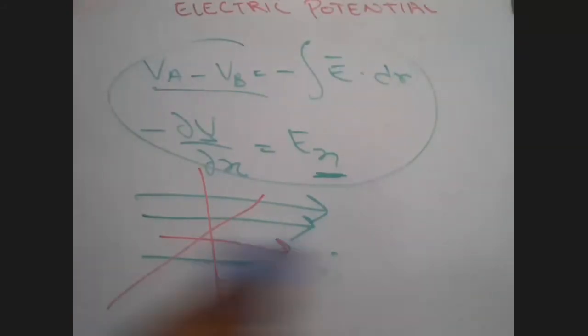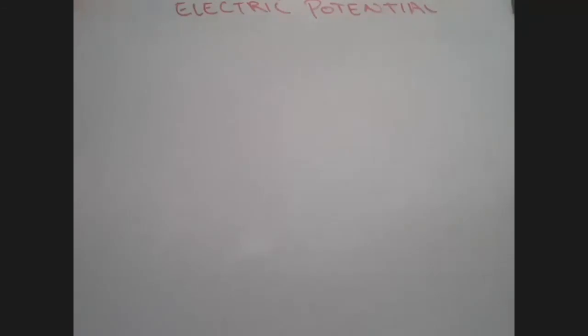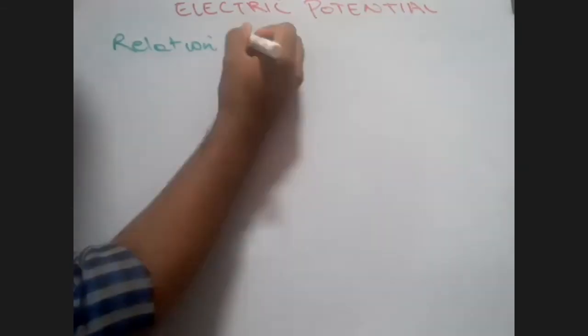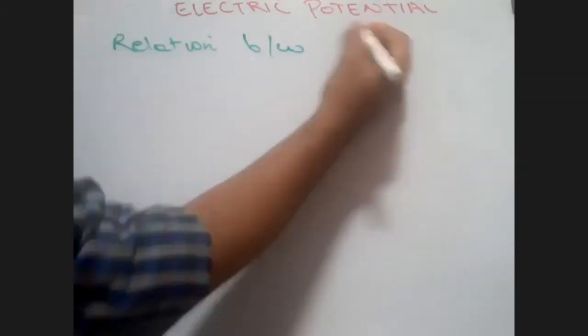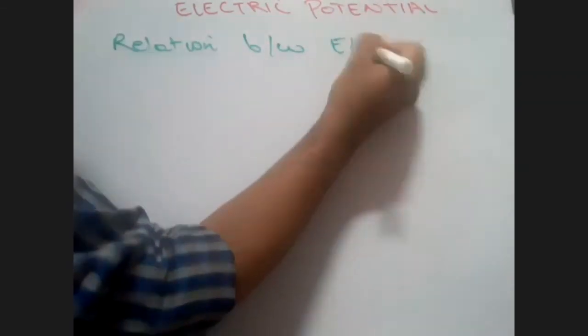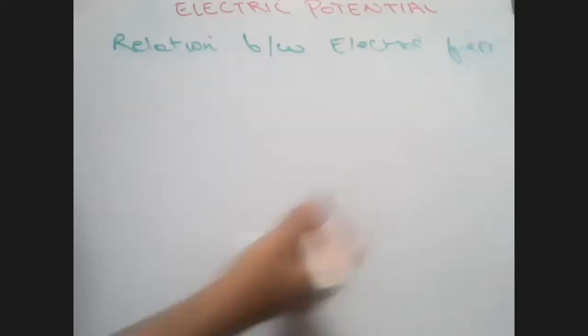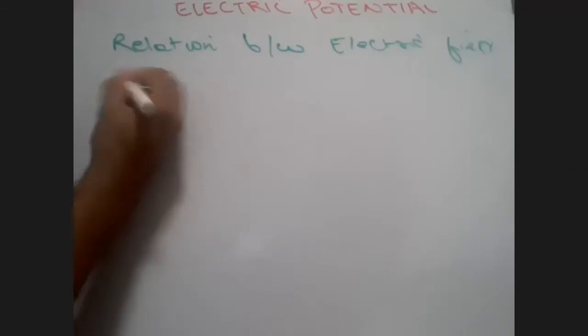Let's try to derive the electric field intensity for a uniform electric field itself, but let's say it's at a certain angle theta. So I'll just write here, relation between E and potential, just for those who are joining in new.